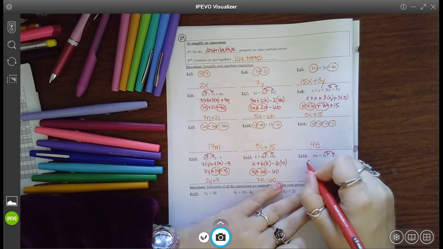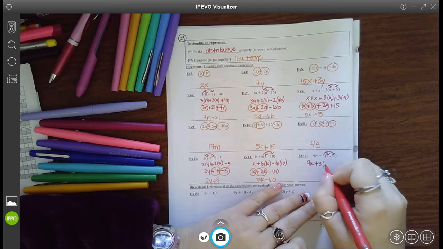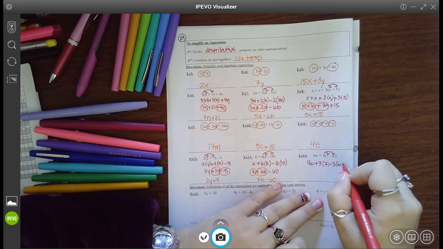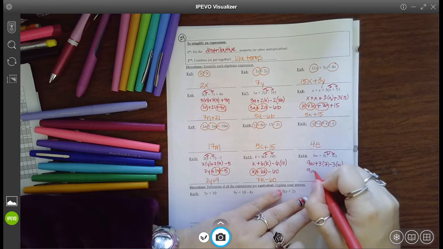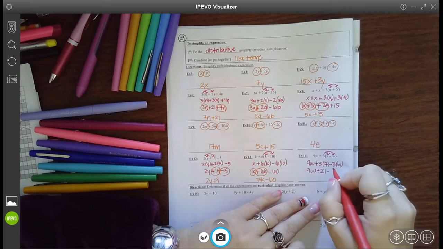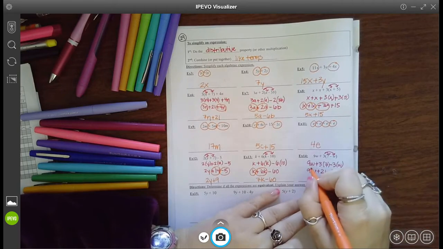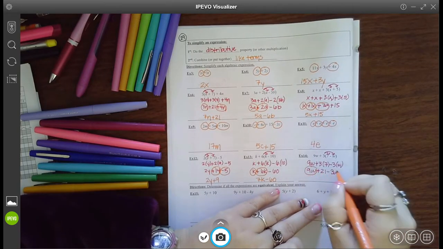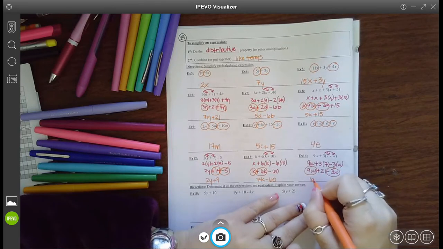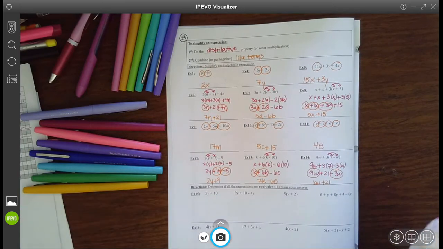Try this one on your own. Bring down the 9w plus 3 times 7. Bring down that minus sign, 3 times w. Okay, and then 9w plus 3 times 7 is 21. Bring down that minus sign, and 3 times w is just 3w. Do you see any like terms? That 9w and that negative 3w. So 9 minus 3 is 6 w's. Tack on your constant of plus 21 at the end.